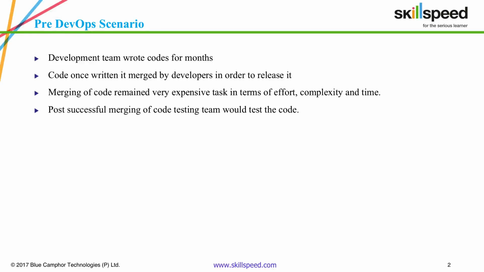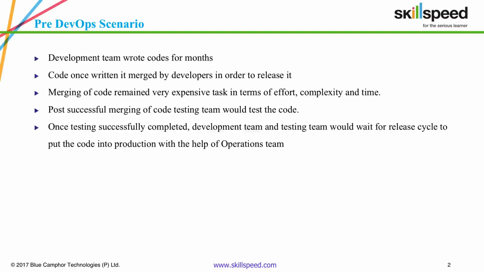And once the code merging was successful, it would go to the testing team, which would then test the code for any kind of bugs or problems within the code. Once testing was successful, development teams and testing teams would wait for release cycles to put the code into production with the help of the operations team. Now, this wait time could be anywhere between 15 days to a couple of months.